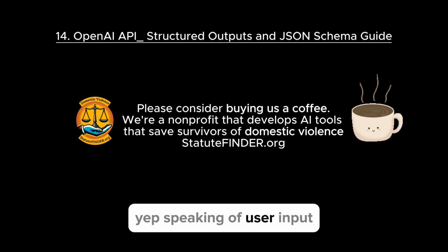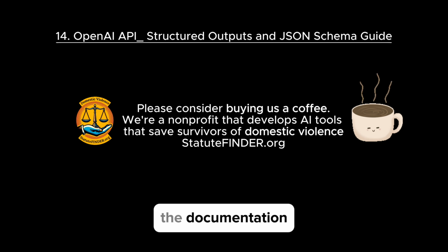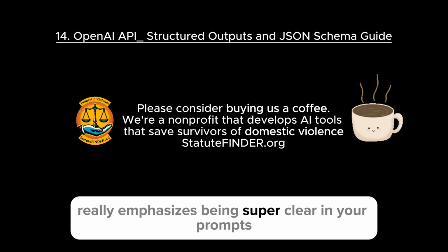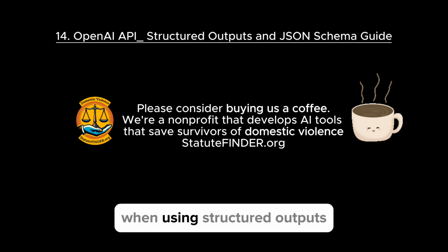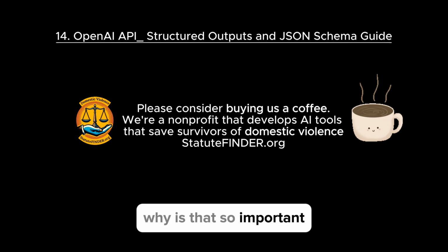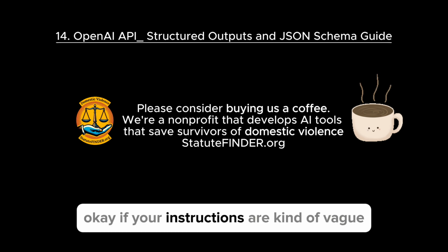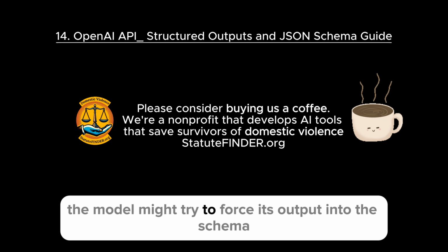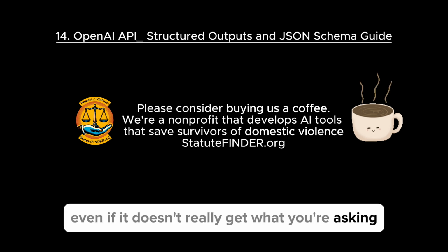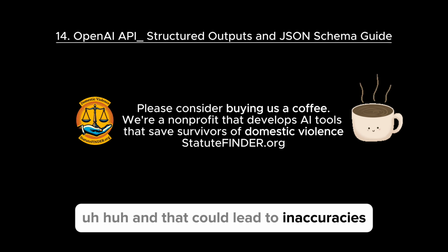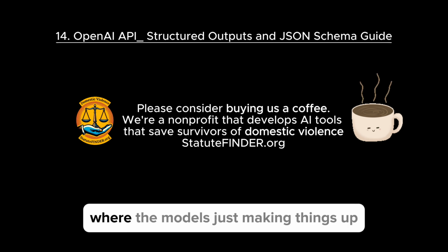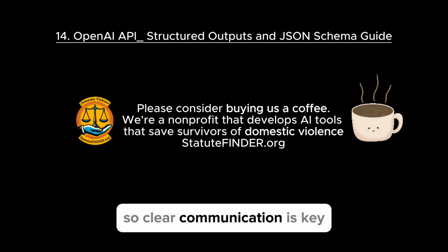Yeah. Speaking of user input, the documentation really emphasizes being super clear in your prompts when using structured outputs. Why is that so important? It all comes down to setting the model up for success. If your instructions are kind of vague, the model might try to force its output into the schema, even if it doesn't really get what you're asking. And that could lead to inaccuracies or what we call hallucinations, where the model's just making things up. So clear communication is key. Even with all these fancy tools, it's like garbage in, garbage out, right?